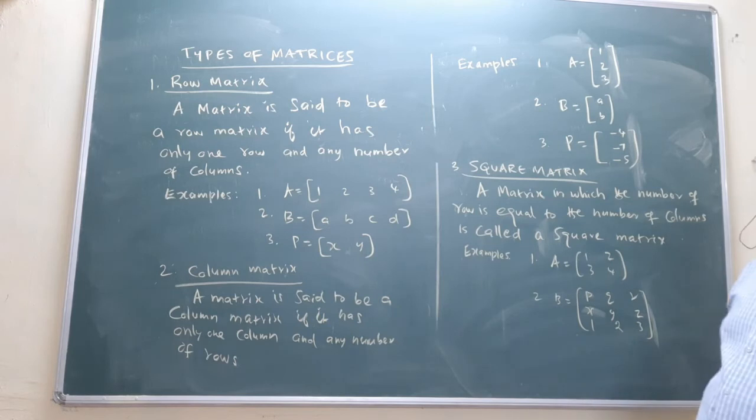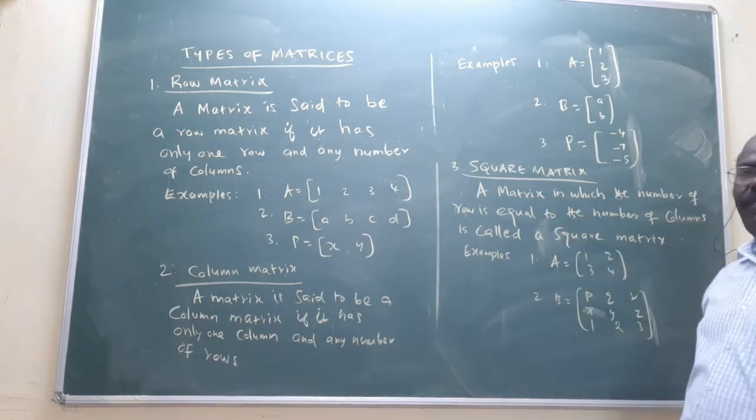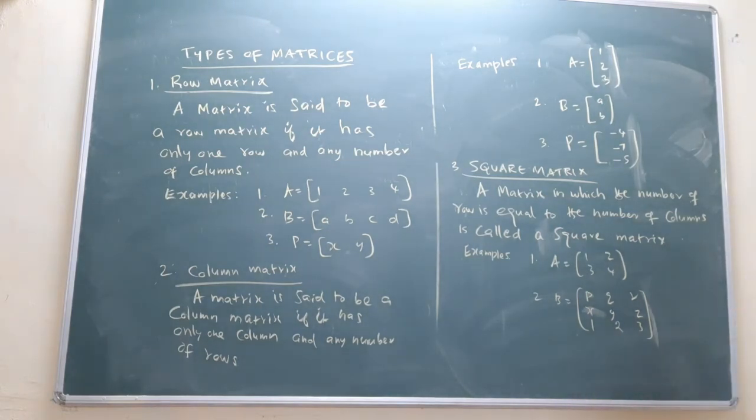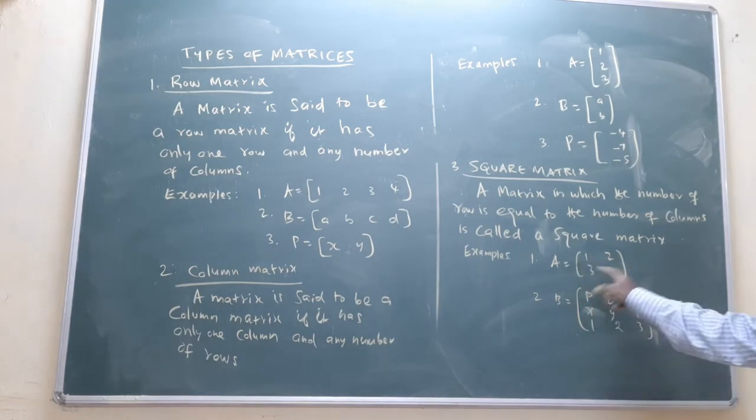Square matrix: a matrix in which the number of rows is equal to the number of columns. The matrix having an equal number of rows and columns is called a square matrix. That means 2 rows, 2 columns, that is a square matrix. 3 rows, 3 columns, that is a square matrix. 2 rows, 2 columns. 3 rows, 3 columns. That's why it's a square matrix.